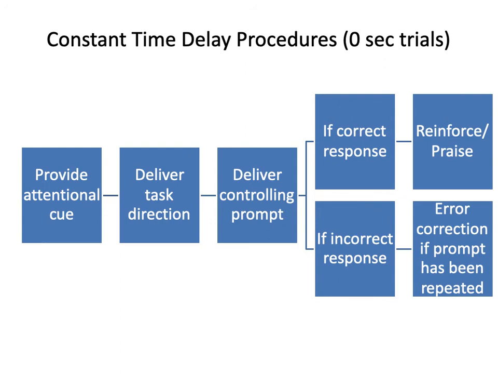Let's take a close look at the procedures. So to use this method, you have to start from 0 second delay and you provide multiple 0 second delay trials. So first you provide attentional cue. Usually we call the child's name like Theo, and you deliver task direction like what to do, right? And then you provide controlling prompts right away after you say the task direction. And if your student makes a correct response, usually people make correct response because you provide controlling prompts right away, right? If your student makes a correct response, you reinforce that correct response by providing praise.